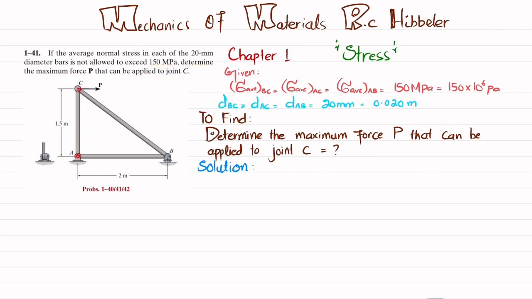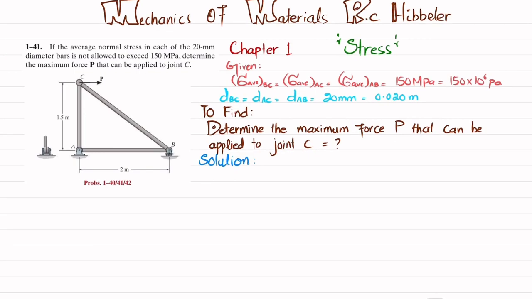You can see this is a truss A, B, C, and the diameter of each of these bars is 20 millimeter, and the allowable stress should not exceed 150 megapascal. So you have to find this maximum load P that can be applied to joint C. The average normal stress in each bar should not exceed 150 megapascal, that is 150 into 10 raised to the power 6 pascal, and the diameter of each rod AB, BC, and CA is 20 millimeter, that is 0.020 meter, and we have to find the maximum force P at joint C. So let's start with the solution.